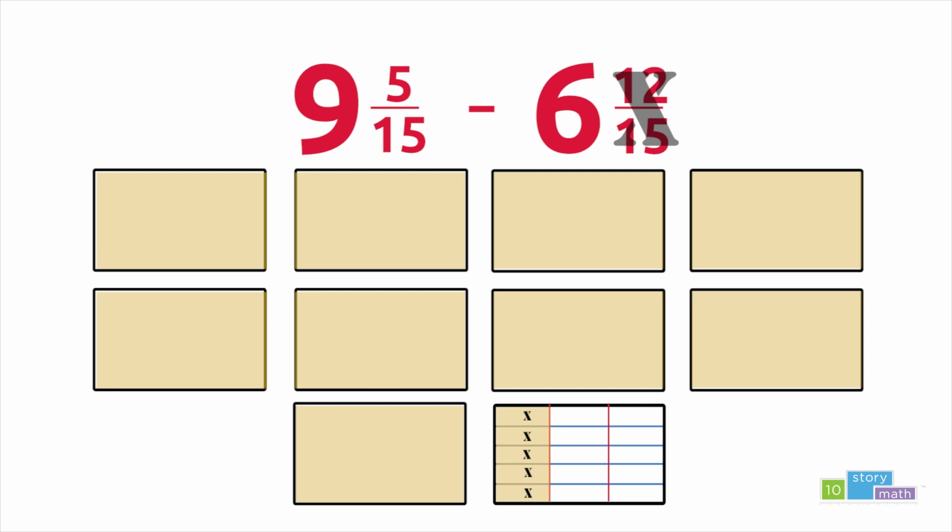I can't cross off anything from the section in white because that's not part of my 9 5/15. So it appears that I'm stuck. I need to cross off 12/15. So far, I've only crossed off 5/15. What can I do?